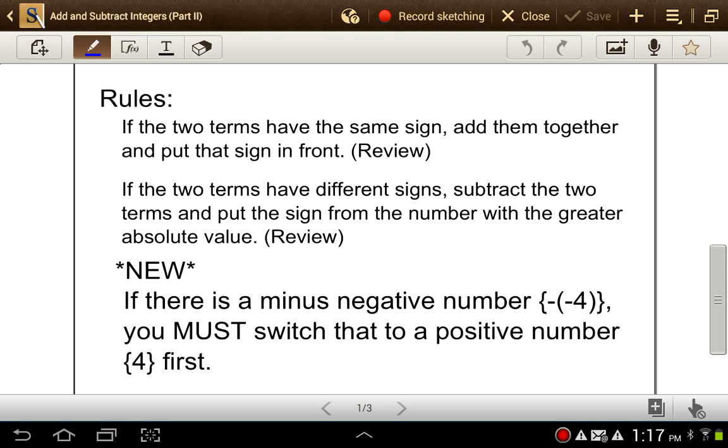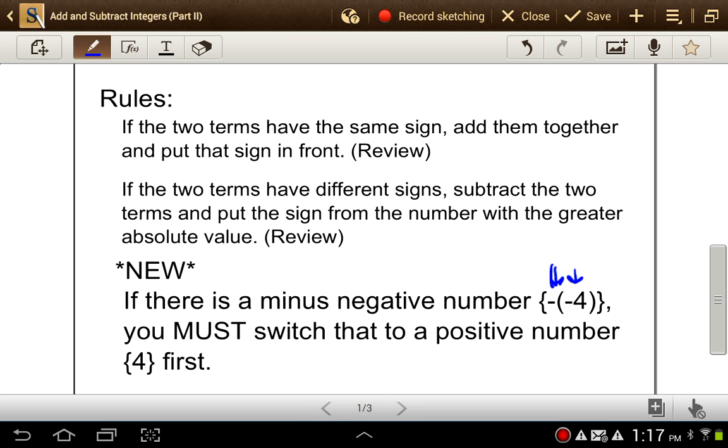And here's our new rule. If we have minus a negative number, so we have a double negative there, and you can see in my example I have minus a negative number. So I have two negatives in a row. You remember, that's the opposite of negative 4. We went over this in our intro unit. Opposite of negative 4. So you must switch that to a positive number. So if I have minus negative 4, that is really a positive or a plus 4. You must do that first in order to answer the problem.